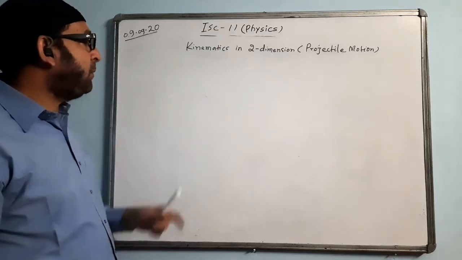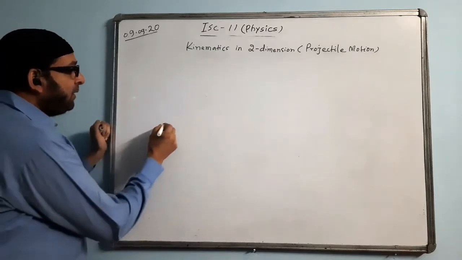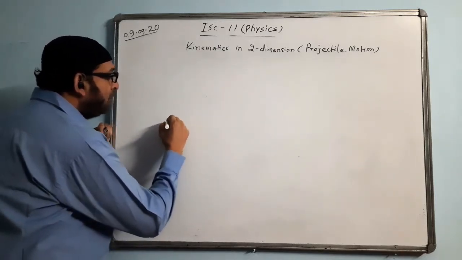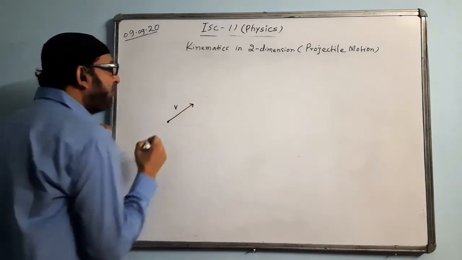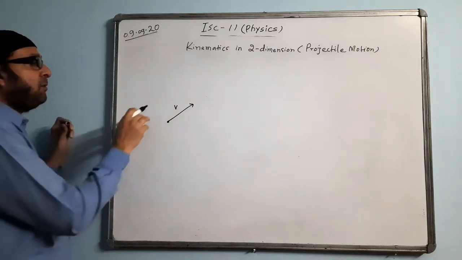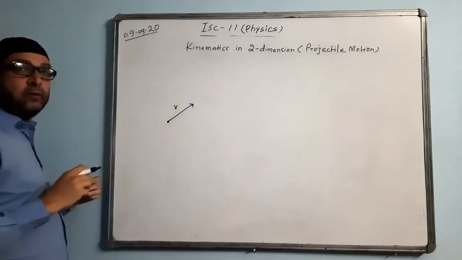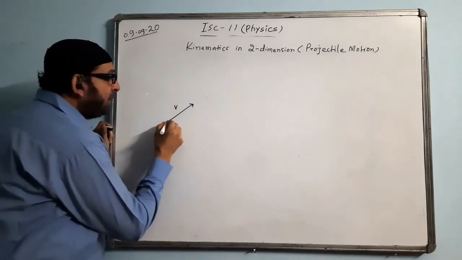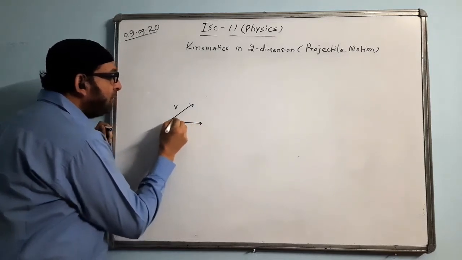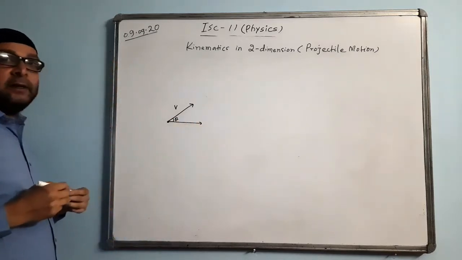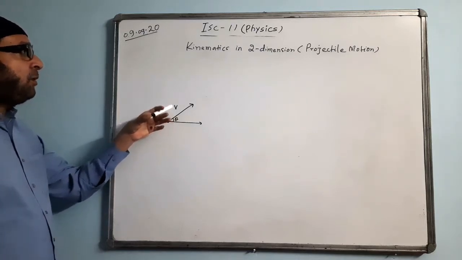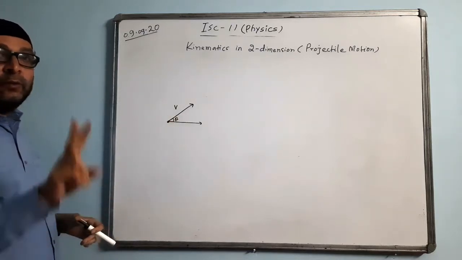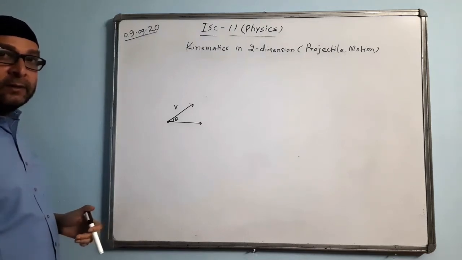And when does this happen? This happens when a body is thrown with some velocity, say the velocity is v, or we can write this as u, making some angle with the horizontal, suppose this is angle theta. Then the body will have two motions at a time, horizontal as well as vertical.